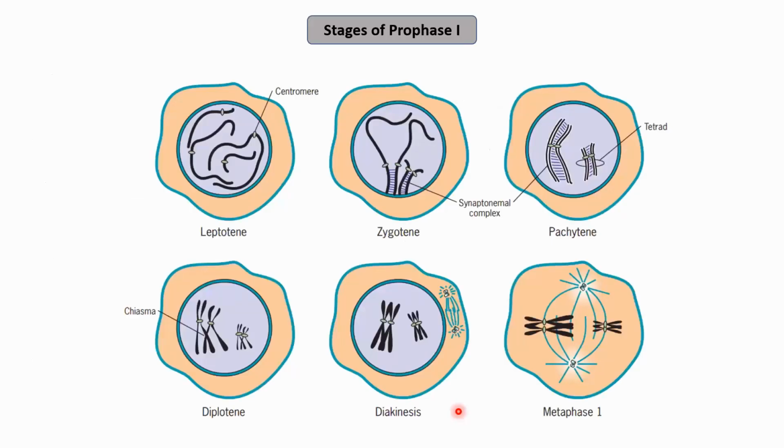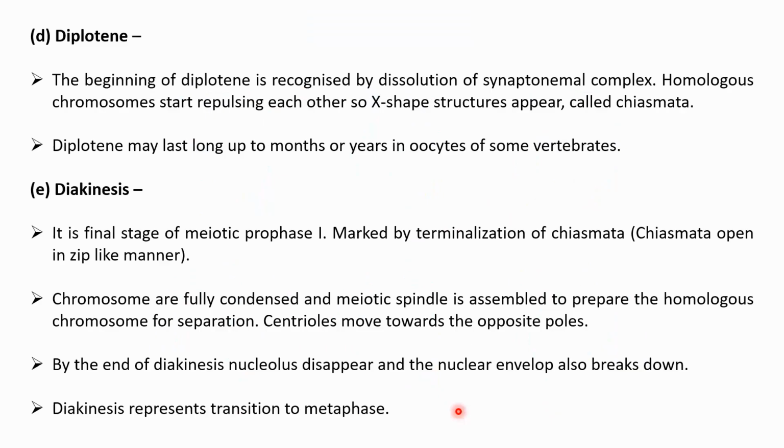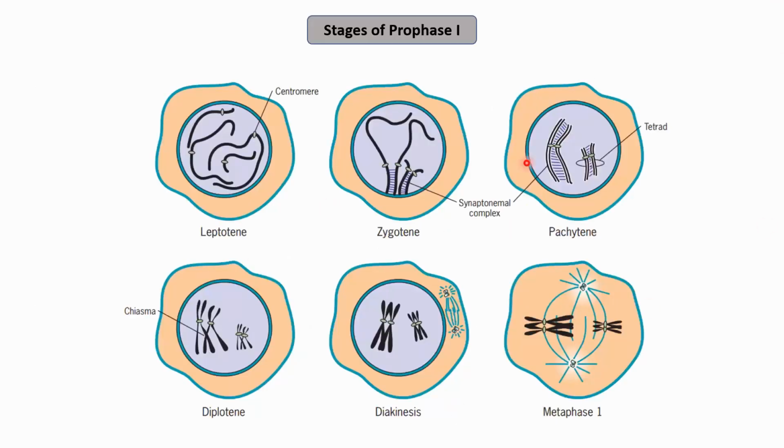So before moving into the next stage, which is metaphase 1, this is the summary of prophase 1. As I mentioned, prophase 1 is divided into five different stages, starting with leptotene, the next stage is zygotene, after this we have pachytene, after this we have diplotene, and then the final stage, which is diakinesis, followed by metaphase 1.